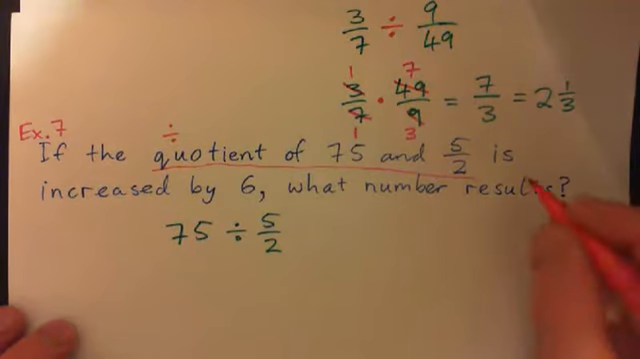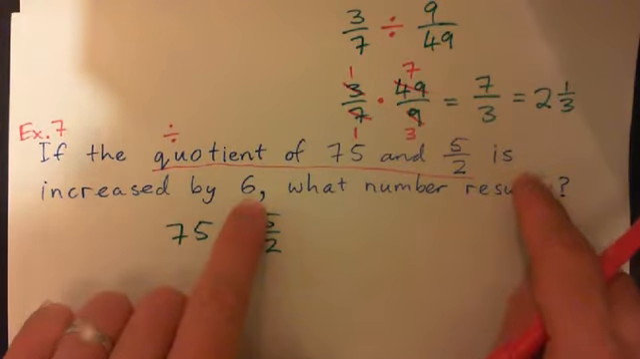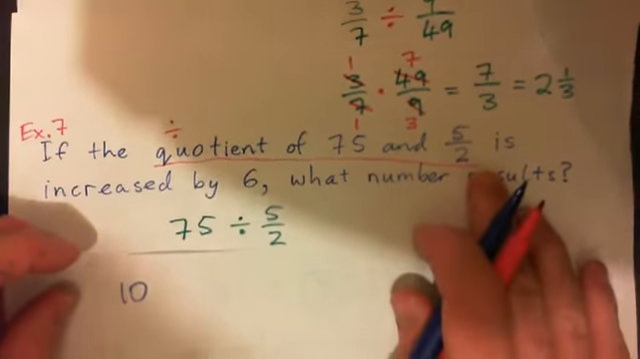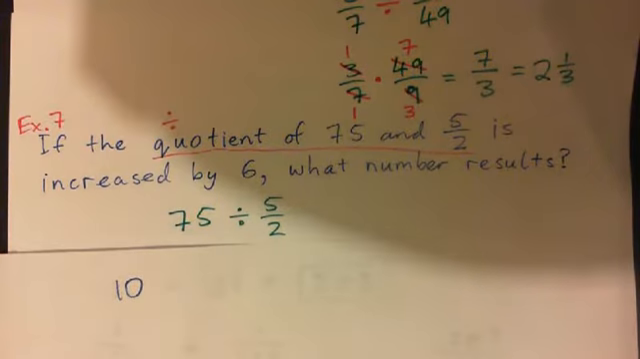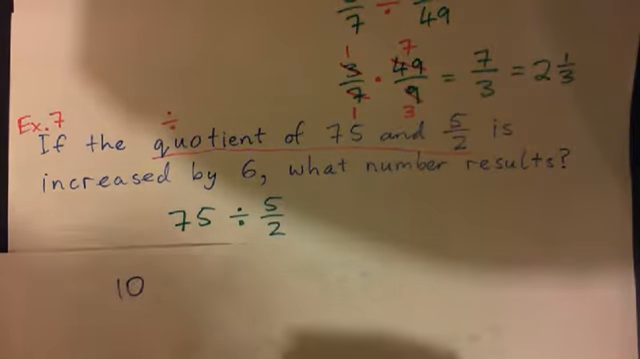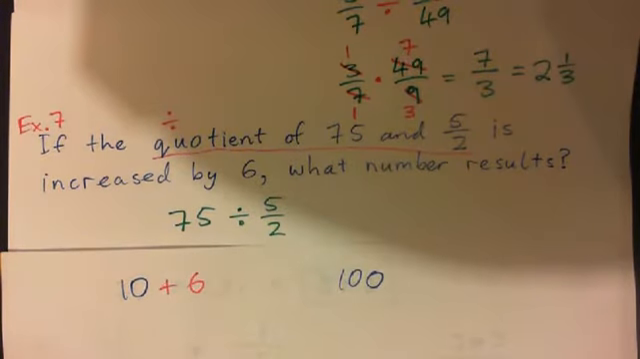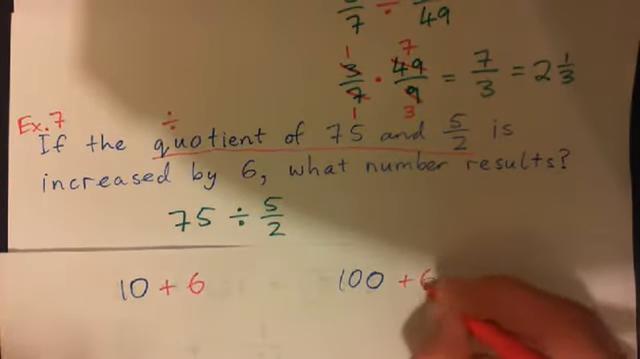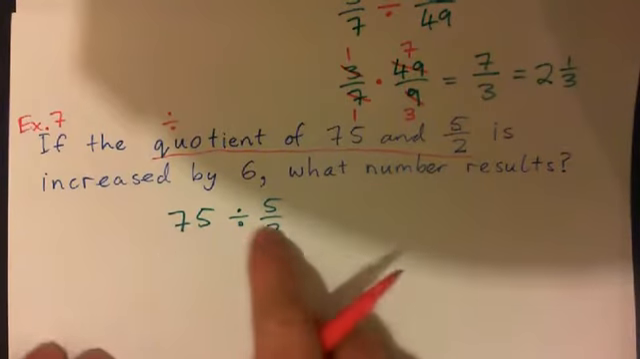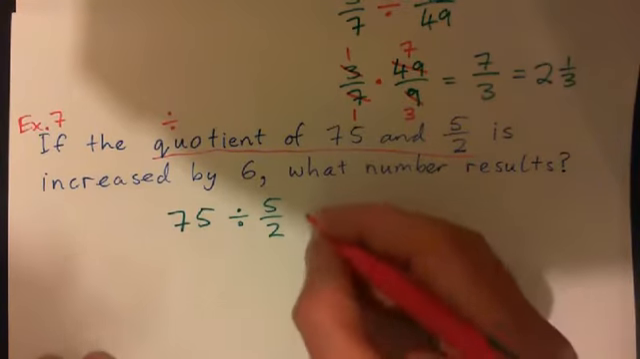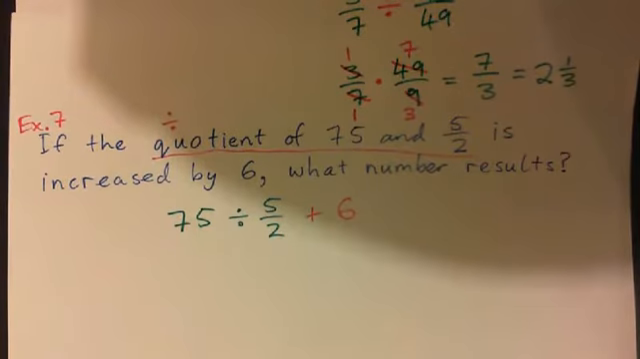Then we have to look at what we do if it says it is increased by 6. Let me ask you this. Here's the number 10. What's 10 increased by 6? How about 10 plus 6, right? Here's the number 100. What's 100 increased by 6? 100 plus 6, isn't it? So here's the quotient of 75 and 5/2. What's this increased by 6? Well, just need to add 6. Okay, so you get that string of operations, and then you have to calculate it.